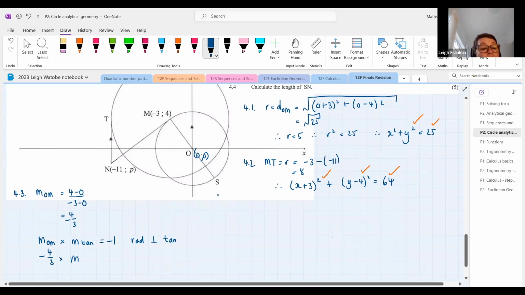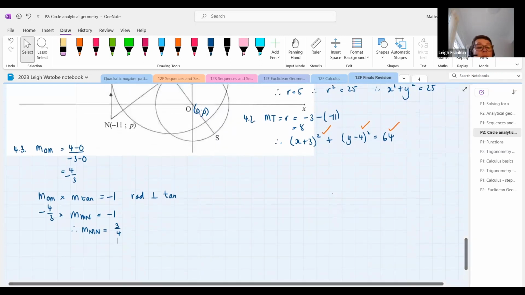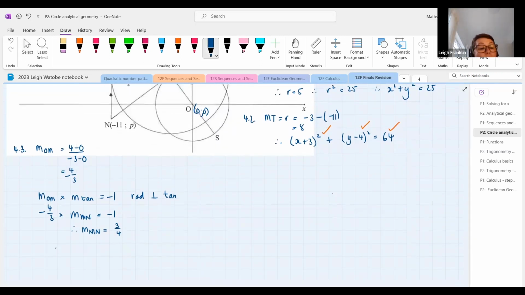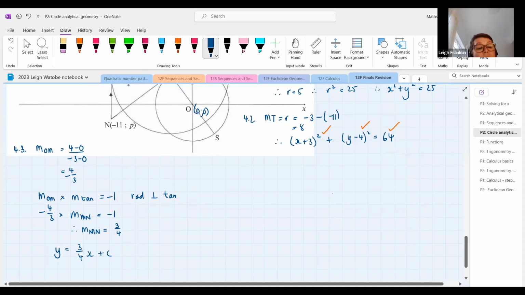So this was line MN. And that means that the gradient of MN is going to be 3 over 4. You know that it goes through point M, which has the coordinates -3 and 4 if you look at the diagram. Okay, so we're now going to sub that in. We're going to sub in point M. So we've got y equals 3 over 4x plus c.